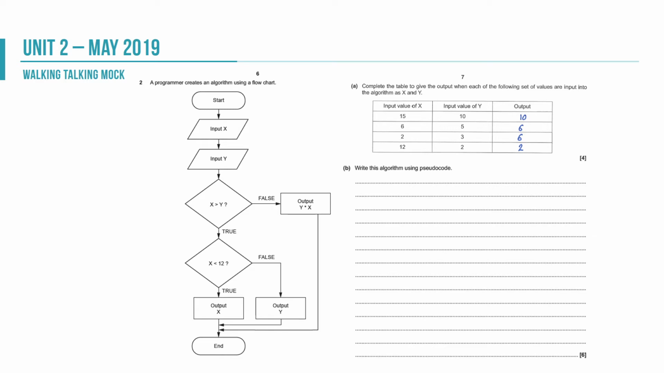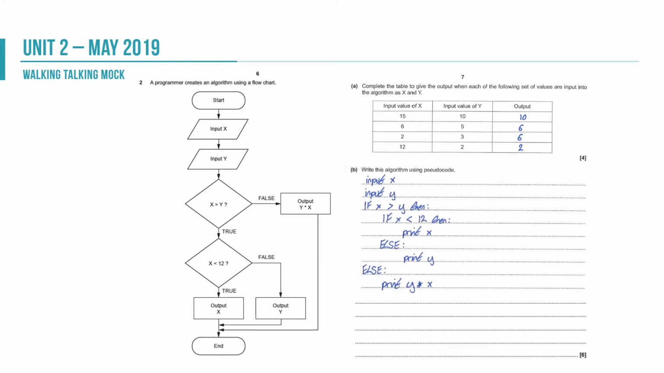You're then asked to write this in pseudocode. Again, we don't need to go super complicated. Input x, input y, you're going to get marked just for that bit. If you input the variables y and x, you've got yourself 1 out of 6. We know we need an if statement for if x is greater than y, again we're going to get a mark. Then within that, if that's true, we need another if statement, if x is less than 12. Print out the variables with an else statement at the end.